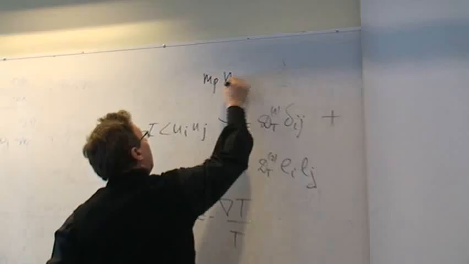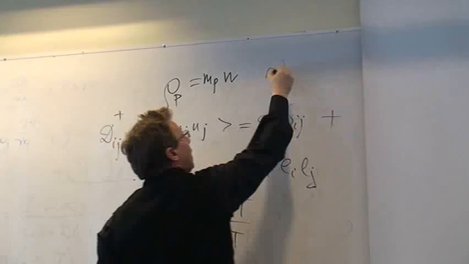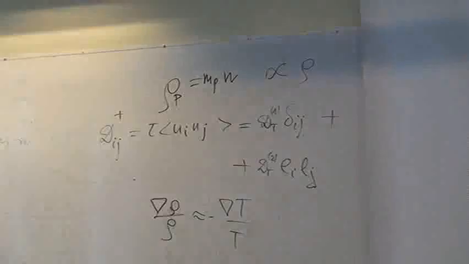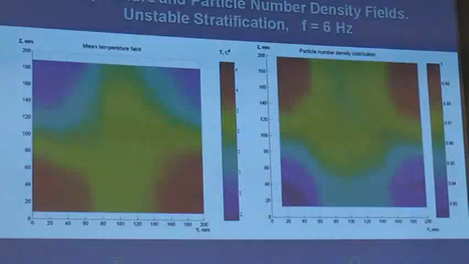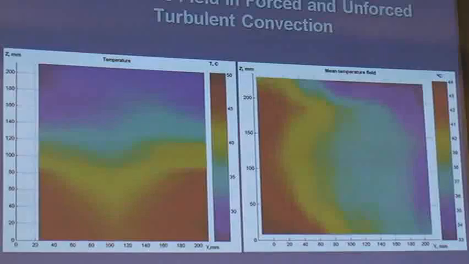Indeed, particles tend to behave like density of fluid. So this quantity, which is special density for particles, behaves like density of fluid. Is it true for inertial particles? Okay, we'll continue to answer your question during the next slides.